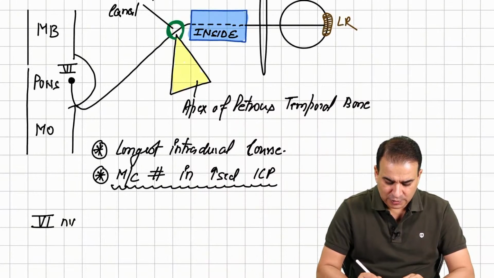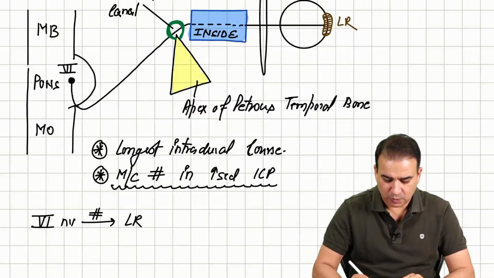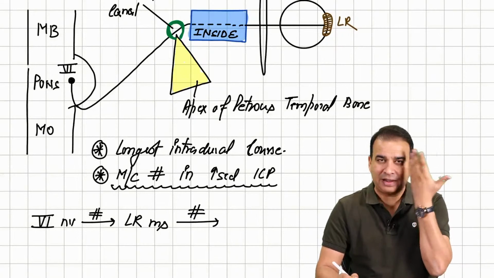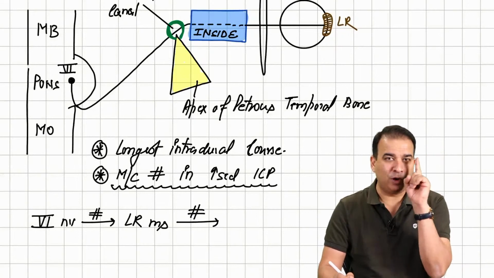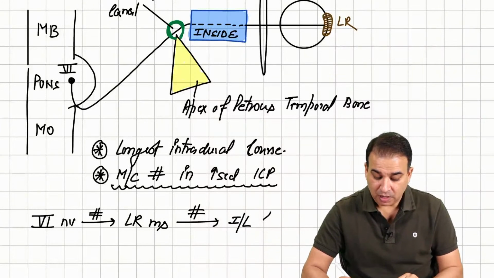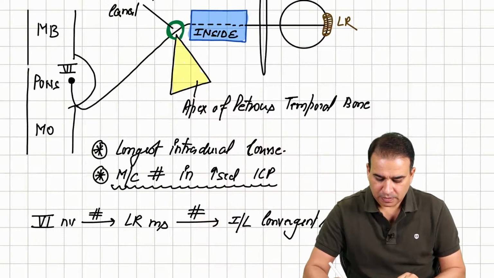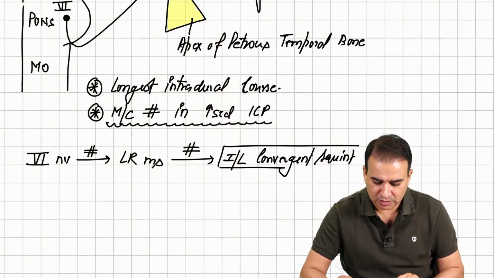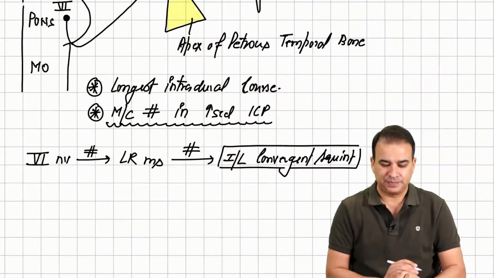Now guys, in case of sixth nerve palsy, obviously the lateral rectus muscle will be involved. And we know that the lateral rectus muscle is for abduction. If your lateral rectus, your abductor, is gone, the eyeball will get adducted. And that will lead to ipsilateral convergent squint. The patient will have an ipsilateral convergent squint, guys.